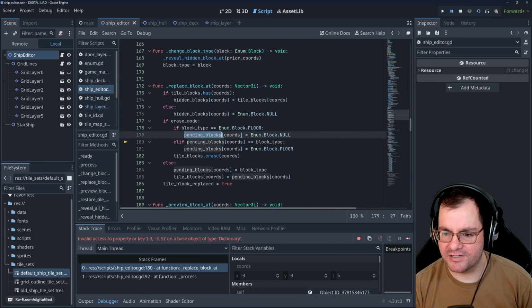So elif pending blocks coords is equal to block type. So pending blocks coords doesn't exist is the problem. So we need an if pending blocks has. Replace block at. This is what I call when we're... I only call it here, right? Because it's different than a preview. Okay, so we only call it here.